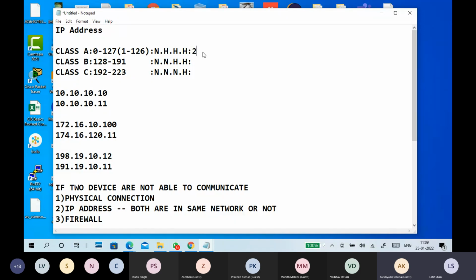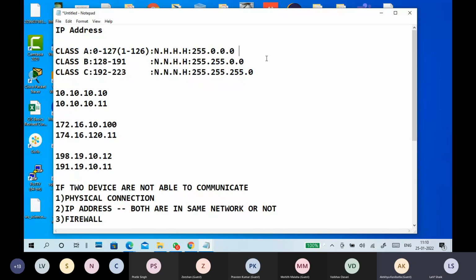How does it look? By default, the subnet mask of a class A is 255.0.0.0. For class B, 255.255.0.0. For class C, 255.255.255.0.